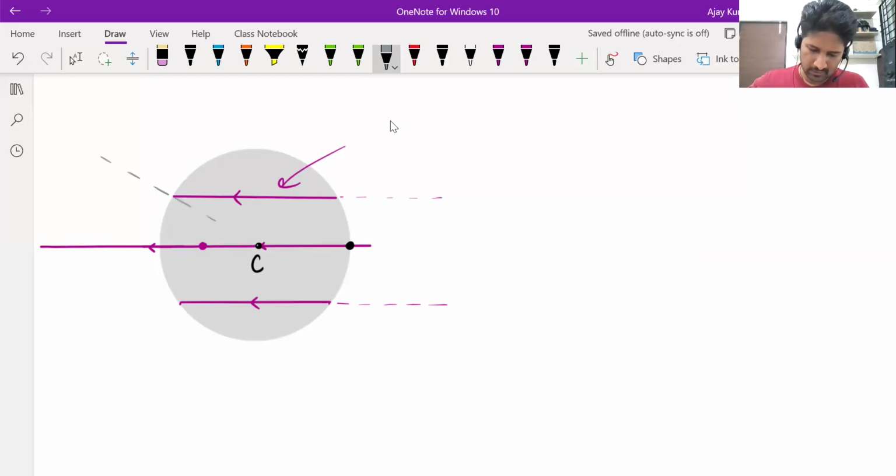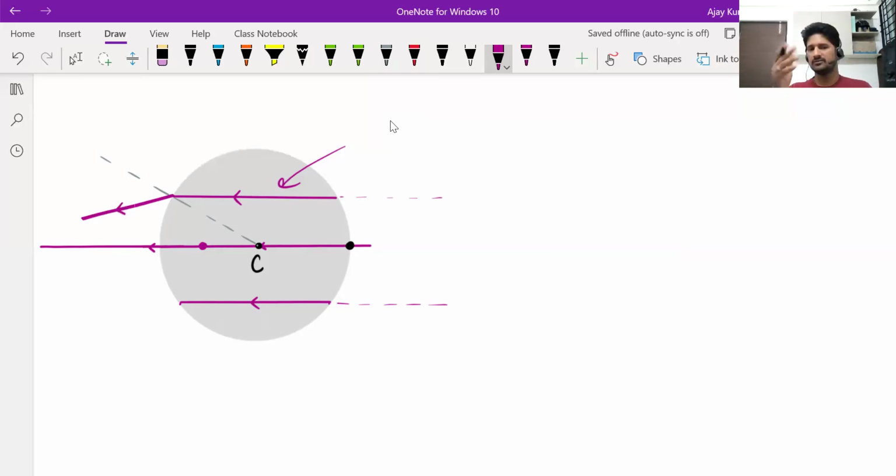Away from the normal. It was originally traveling straight, parallel to the horizontal. Now, if it bends away from the normal, it is going to bend like this. So the image is expected to form somewhere on the left side.